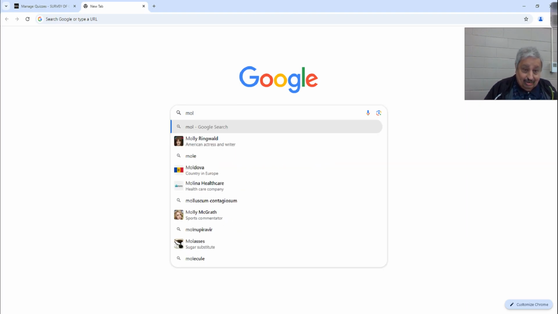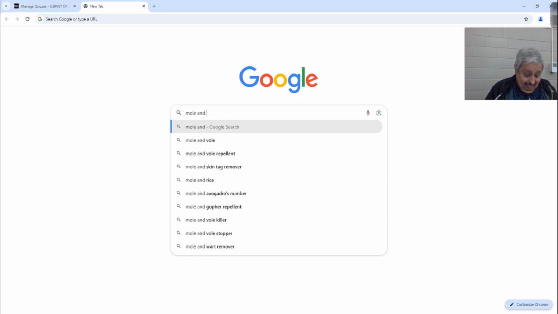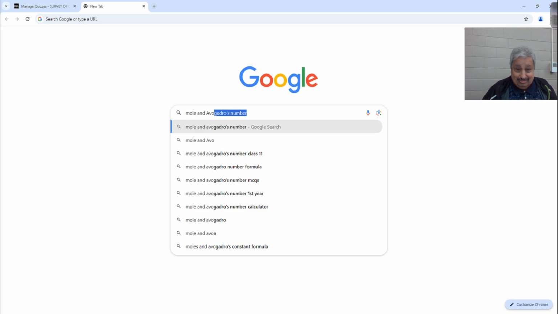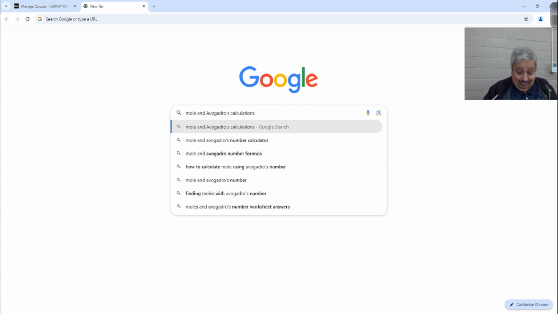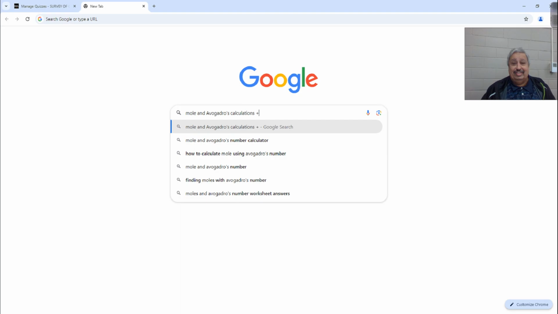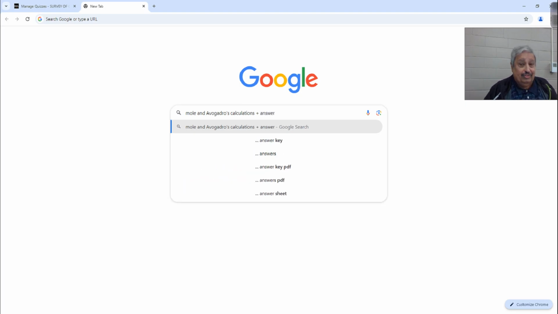Let's do mole calculations, mole and Avogadro's calculations. Now, you don't have to add "plus", but plus is very good for Google, for the search engine, so you add this. Now, if I'm lazy, I put the answers. Not lazy, but if I want to reconfirm that I'm doing the correct one, then I write answers. Then it will show me all available worksheets with the answers.